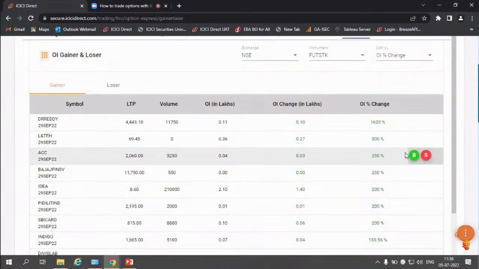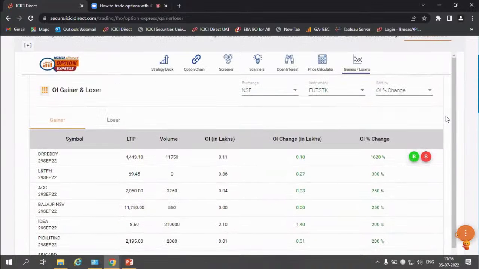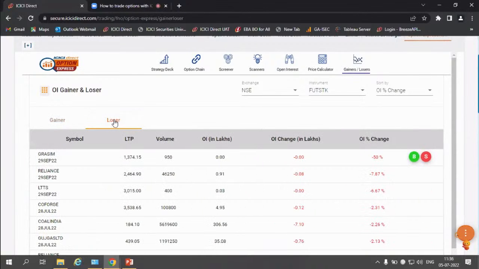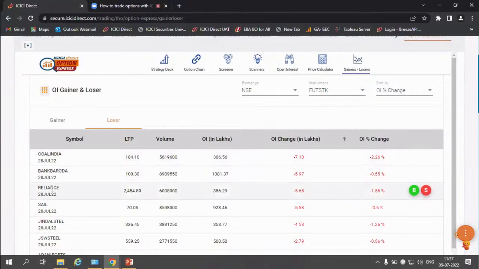This is a straightforward understanding. Lots of people understand this very quickly because there's nothing significant in here. All it says is which stocks, which futures have gained from yesterday, and which futures have actually lost, and you will be able to analyze a little bit more based on the OI change, how much it has changed. If not, you can even understand it from OI change in lakhs, how much it has changed.